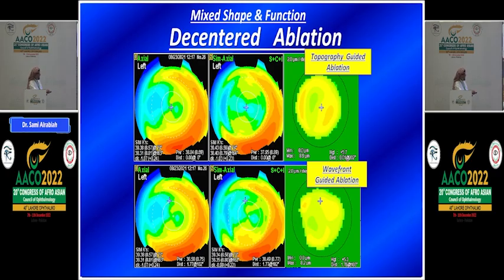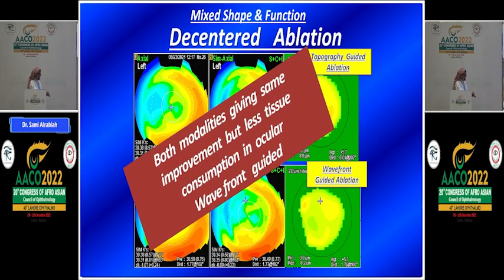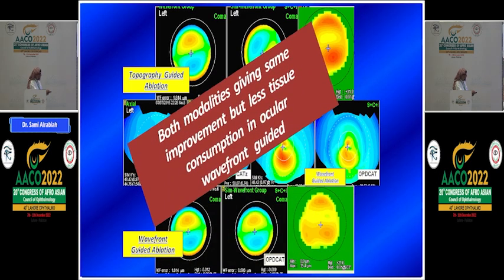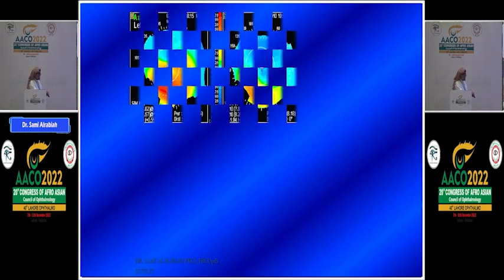Now, in decentered ablation, both shapes and function are bad. So you can use both modalities. You can see shape are almost the same, and the tissue eating is not that different. So you can use both in decentered ablation. And again, look at this one here and that one here. This is ocular guided. This is topography guided, but the same, not gross function. So in keratoconus, not gross function.